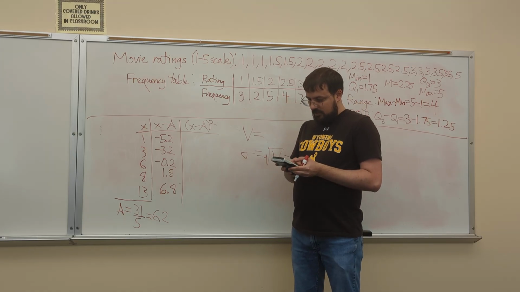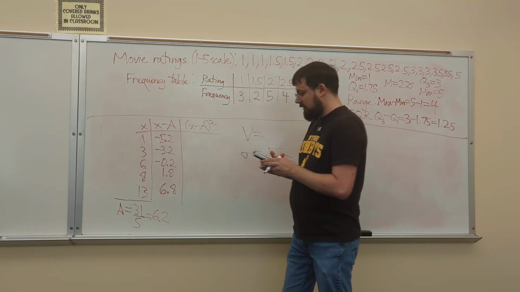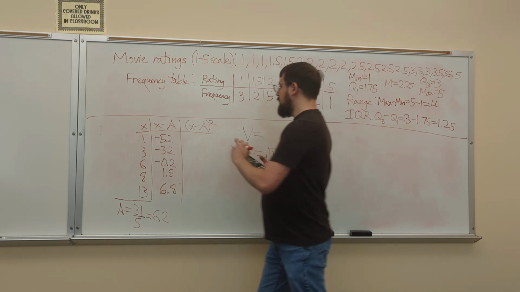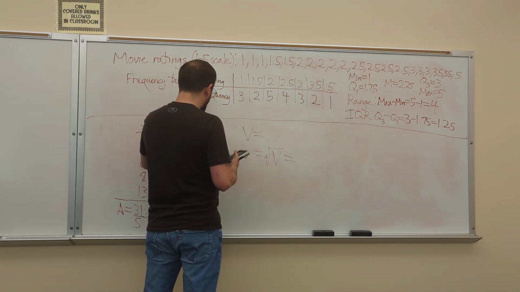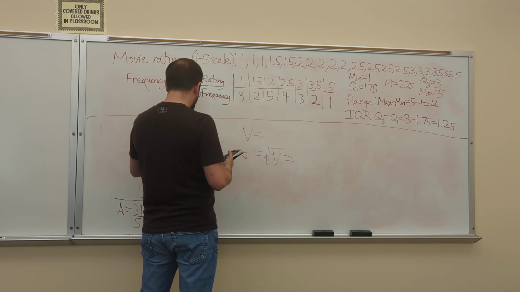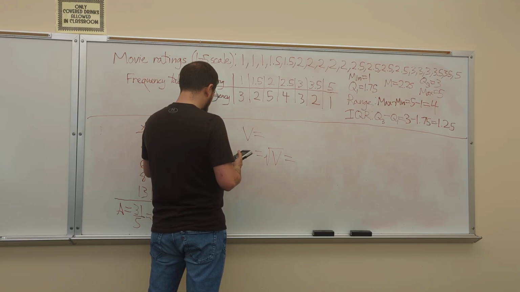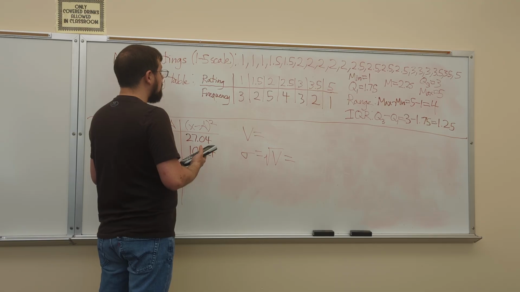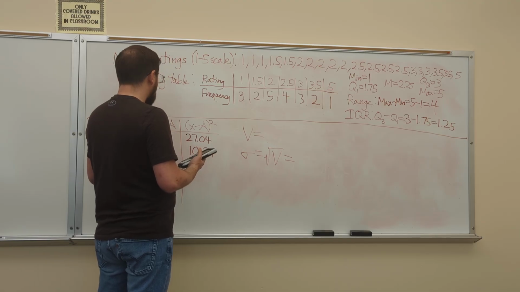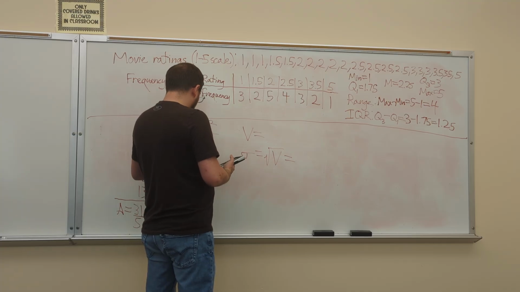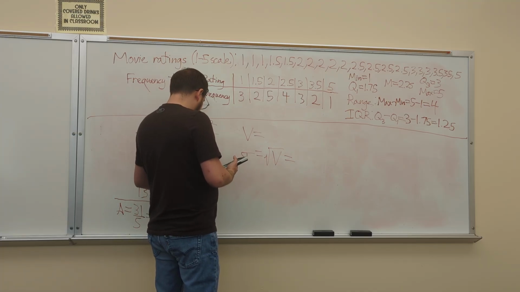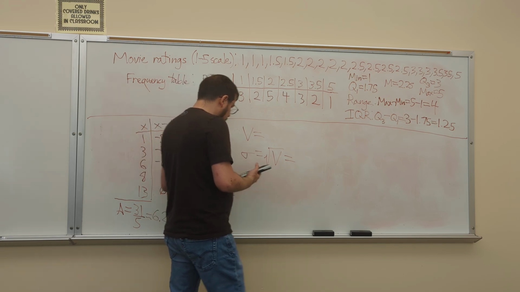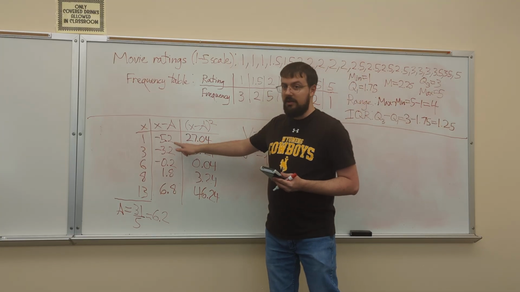So what we get if we do that, we get 27.04, 10.24, 0.04, 3.24, 46.24. So these are basically just the squares of all of these that we found in the last step.